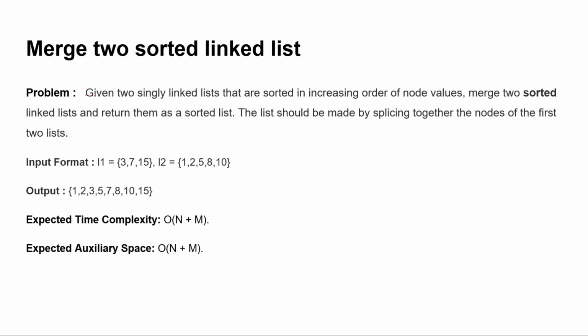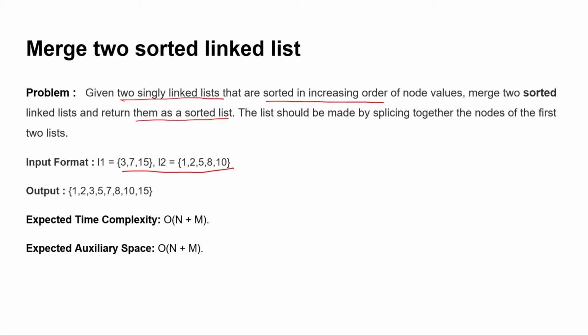So you can see here the problem statement. They have given us two singly linked lists which are sorted in increasing order of node values. Then we have to merge the two sorted linked lists and return them as a sorted list. The list should be made by splicing together the nodes of the first two lists. They have given some examples here.